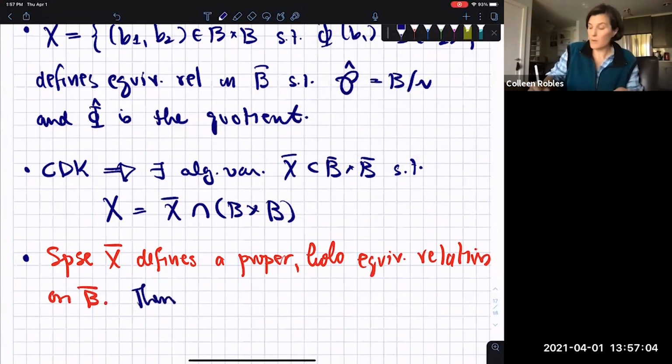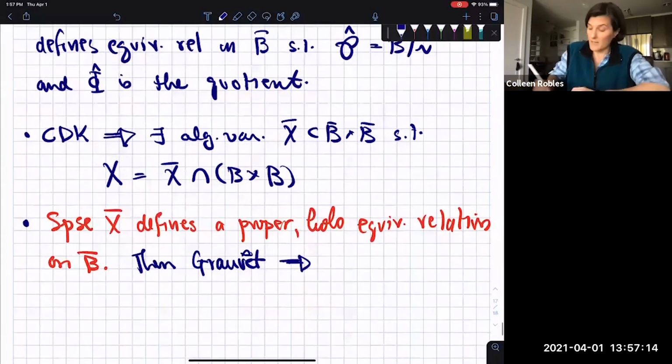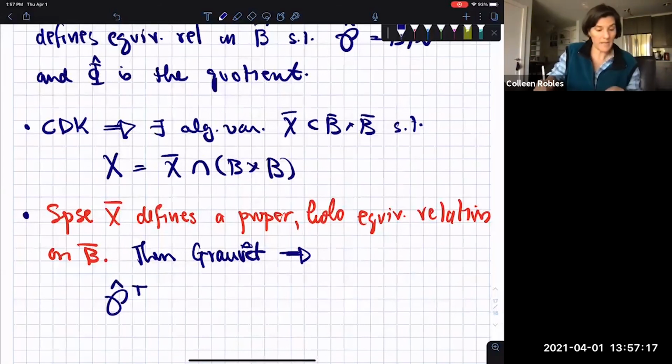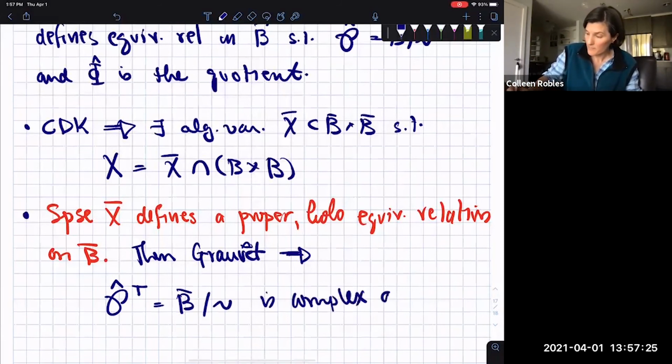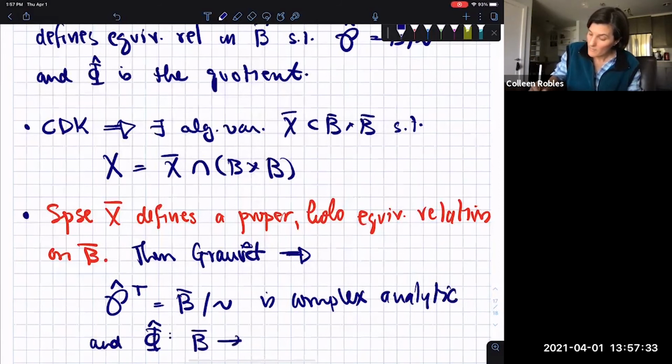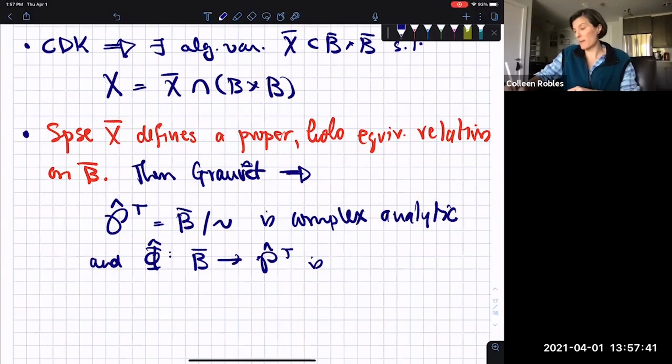Then a result of Grauert from '83 tells us more or less that we're done. It tells us that P hat T, which is the quotient by that equivalence relation, is complex analytic. And that phi hat, we can take phi hat from B bar to P hat T to be the quotient map.